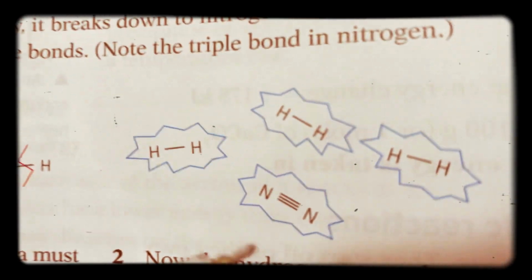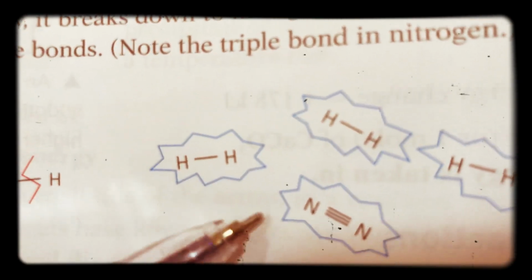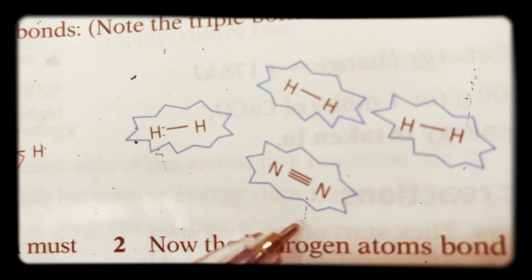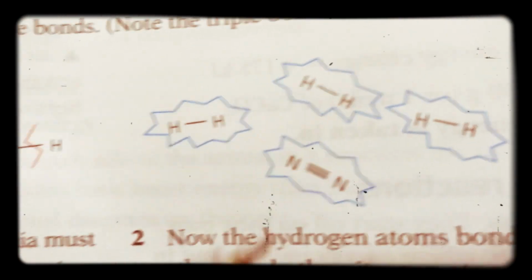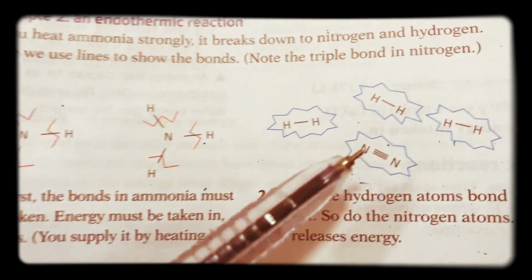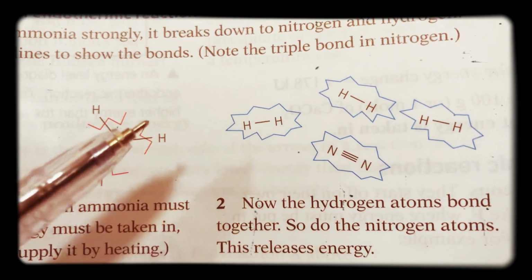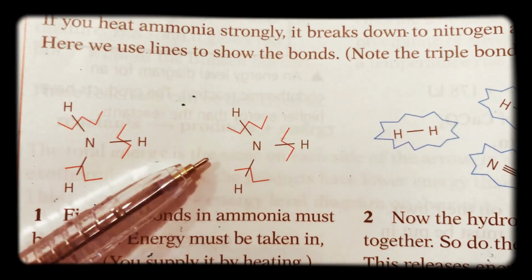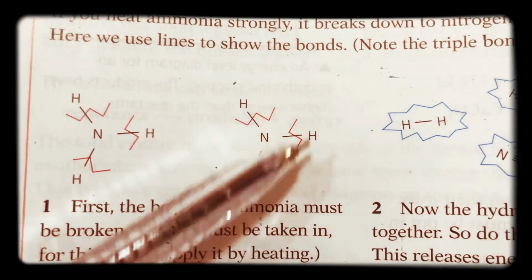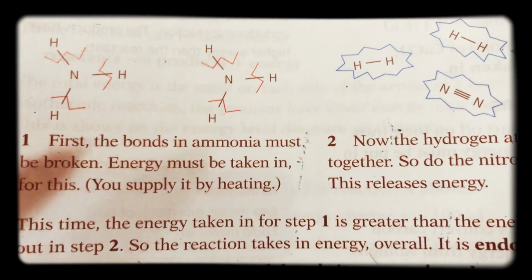And then what we find is if we then recombine the hydrogens together with hydrogens and nitrogens together with nitrogens, we get our products, which is 3 molecules of hydrogen here and 1 molecule of nitrogen, but that's not energetically favourable. Okay, so that step does still release energy, but it's not as much energy as we need to break all of these bonds up.